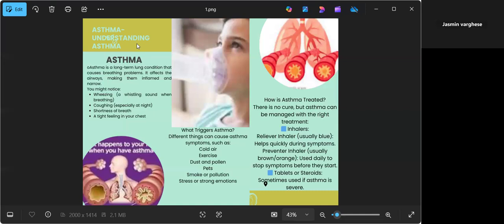In the introduction, you can write what asthma is. You can simply say it's a chronic respiratory condition that affects the airways, or asthma is a long-term condition that causes breathing problems. It affects the airways, making them inflamed and narrow. From that sentence, hope you understand how simple it is.